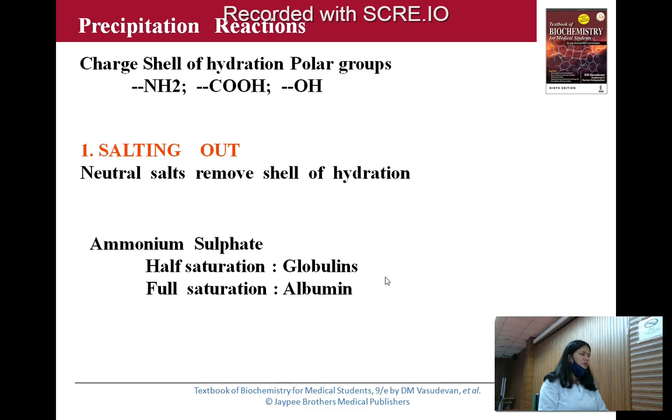So what is the importance of salting in? Salting in is to increase the solubility of protein. How does it increase the solubility? When a small amount of salt is added, the charges present in the protein disappear. So the hydration energy increases and the protein will dissolve more.